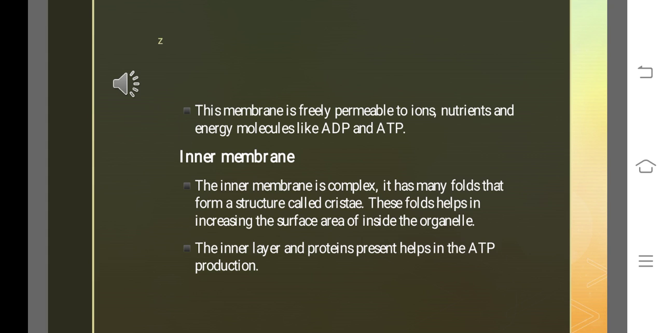Now we will see the inner membrane. The inner membrane is a complex structure in mitochondria. It has many folds on it, and these folds are called cristae. Why are there so many folds in this inner layer? These folds increase the surface area of the inner membrane, and thus allow a lot of reactions that help mitochondria to proceed. And the inner layer and its proteins help in ATP production.